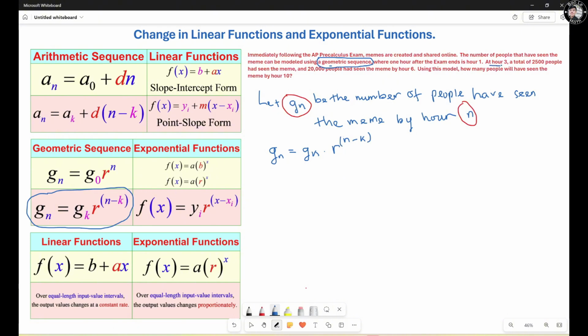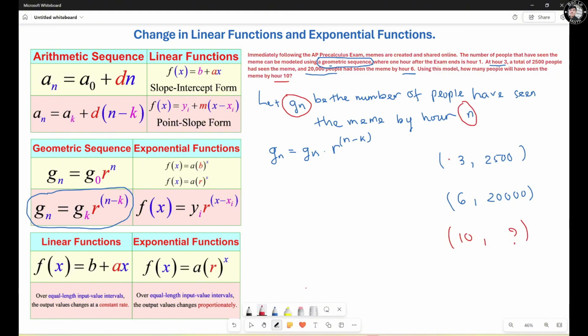Alright, so at hour 3 we have 2,500 people, so we have 3 comma 2,500. And the next one, by hour 6 we have 20,000 people, right? So it's 6 comma 20,000. Now the question asks us to find the number of people by hour 10. So we have hour 10 here and the number of people here, which is a question mark.